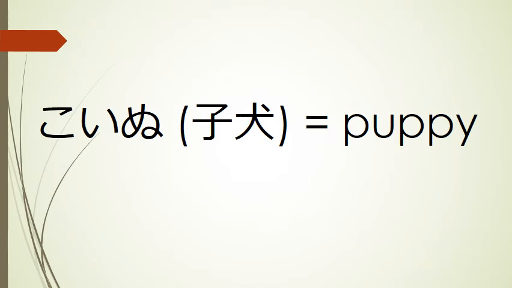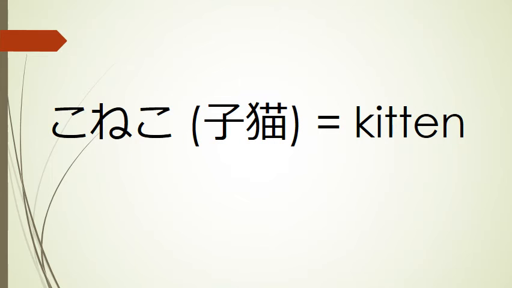Our next word, koinu, means puppy. Now, you'll remember that the word inu means dog. Ko means child. So this word is literally child dog, koinu. Similarly, the word koneko means kitten.